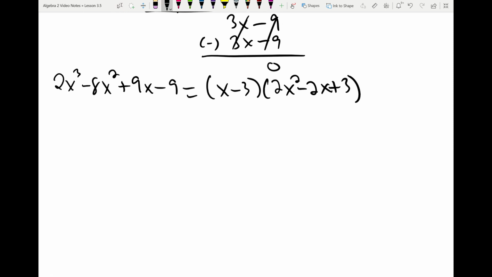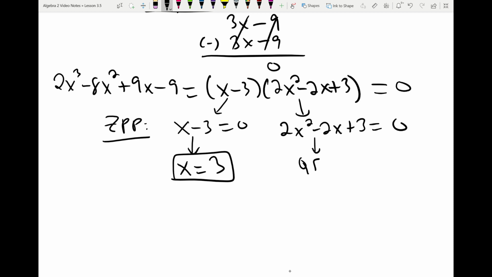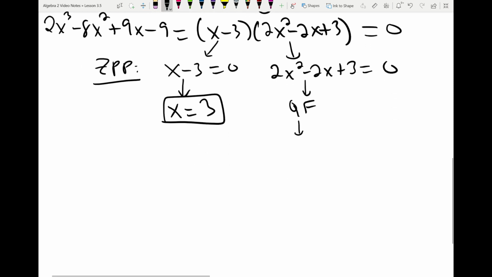All right, and so now what we're going to do is set this equal to 0 and use the 0 product property. So we have x minus 3 equals 0, and we have all of this equals 0. If we do this side, we have x equals 3. And then this side, we need to use the quadratic formula.